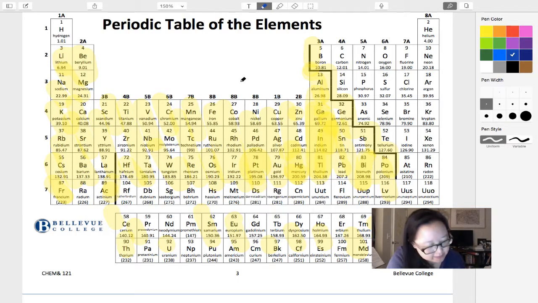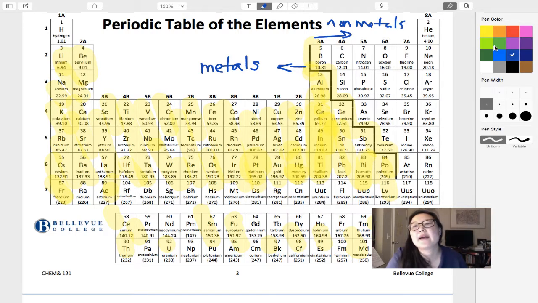So I'm going to make a little note that all of the elements to the left of this staircase are what we call metals. And then that means all the elements to the right of this staircase are called nonmetals. All right. Now with the nonmetals then, I'll just paint them light green just for now.